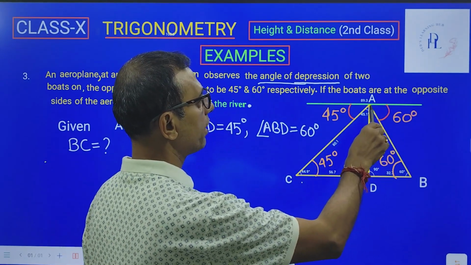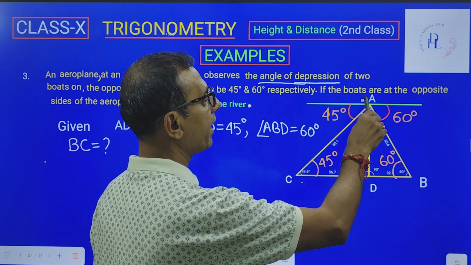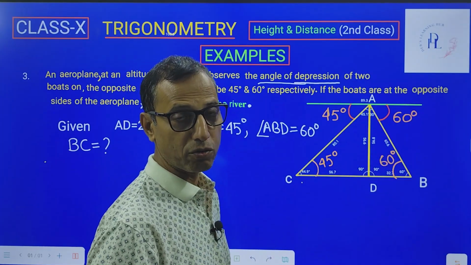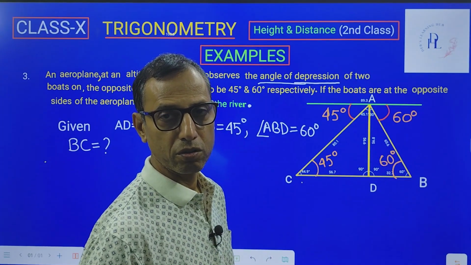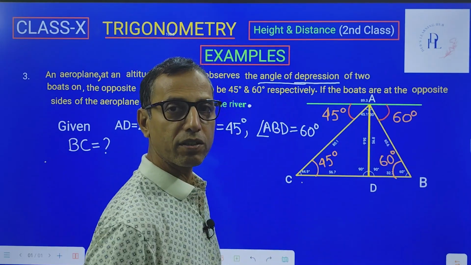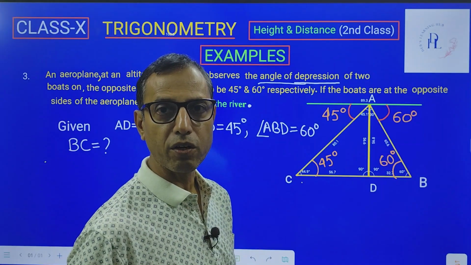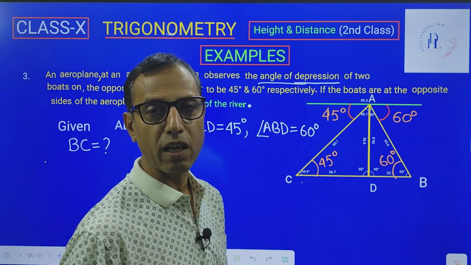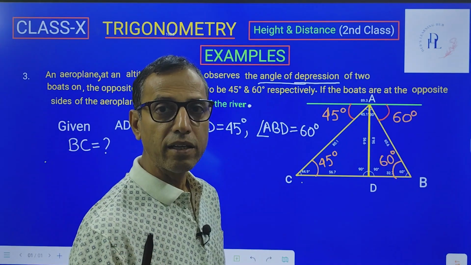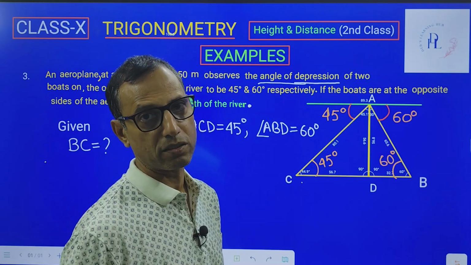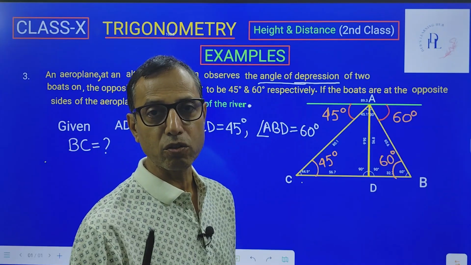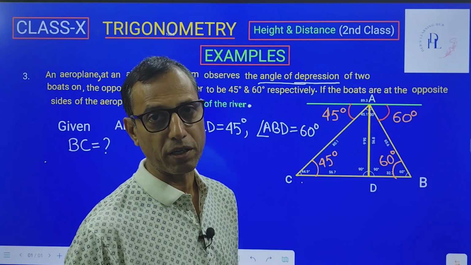Angle of depression means the angle between the line of sight and the horizontal, which is parallel to the base. In both cases, angle of depression or angle of elevation, it is the angle between the line of sight, which is actually the hypotenuse of the right triangle, and the base. And angle of elevation equals angle of depression because of the geometrical concept of alternate angles.